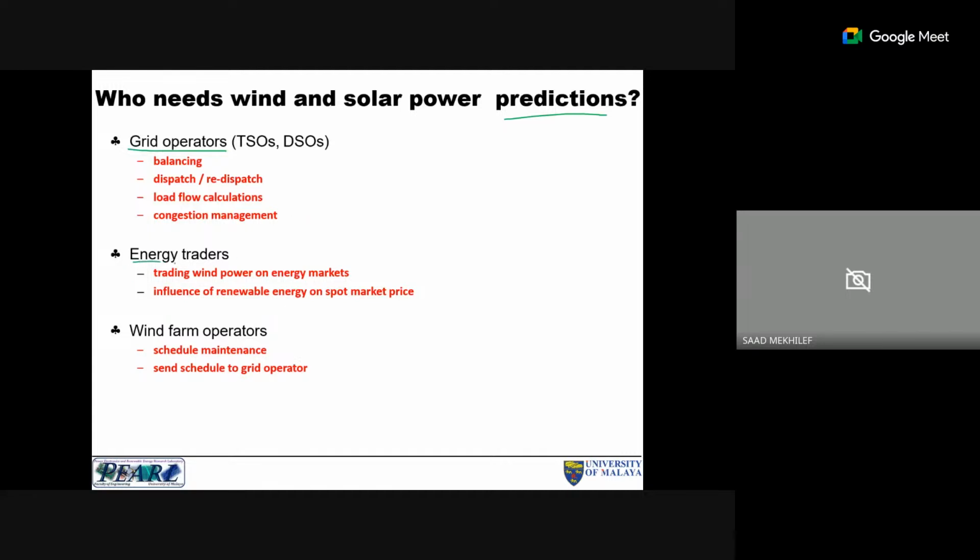Also, energy traders, the ones selling and buying, trading wind power on energy markets. They want to know how much power there will be tomorrow, so they can charge.